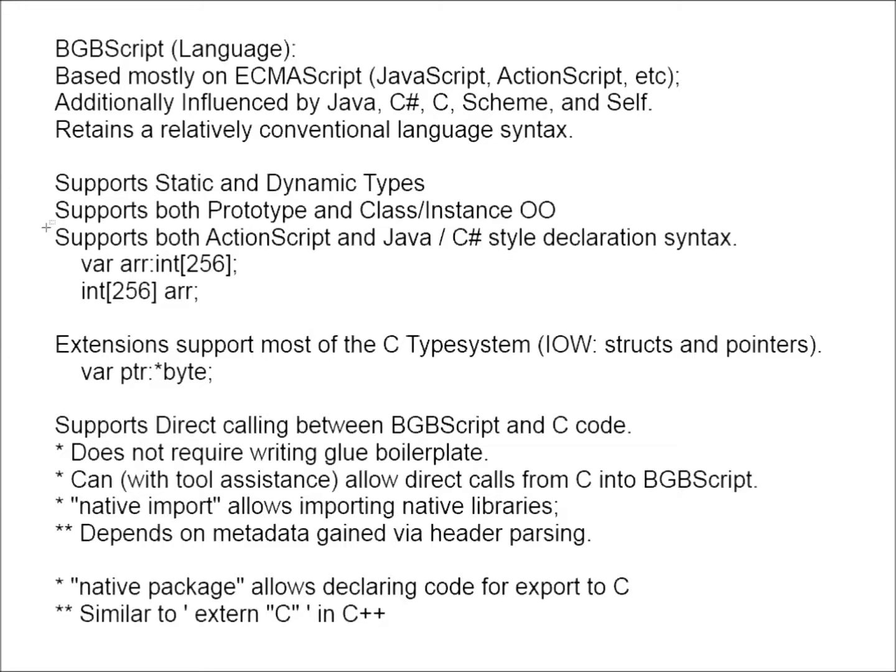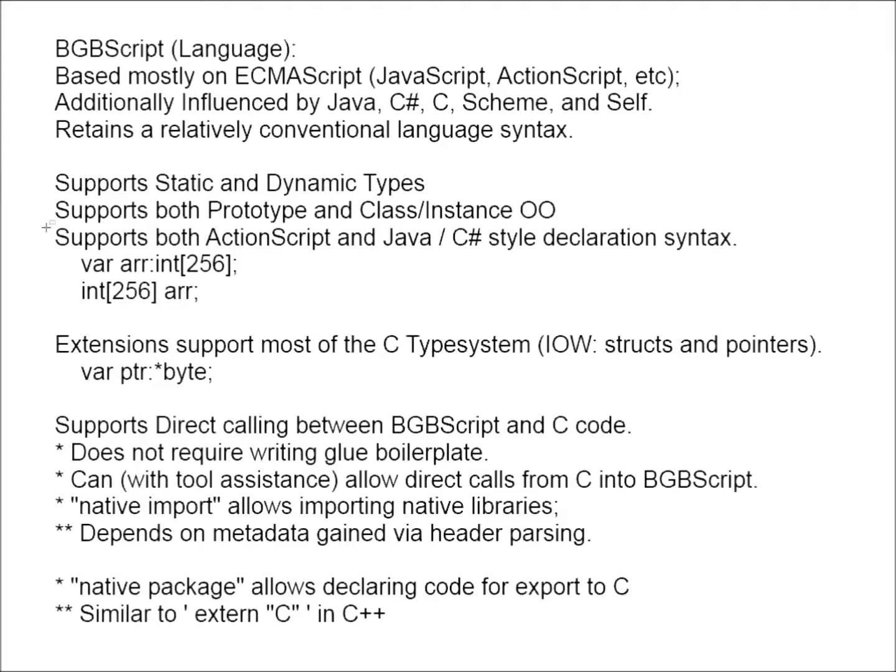Extensions support most of the C type system, in other words, structs and pointers. It supports direct calling between BGB script and C code. This does not require writing glue boilerplate. It can, with tool assistance, allow direct calls from C code into BGB script.